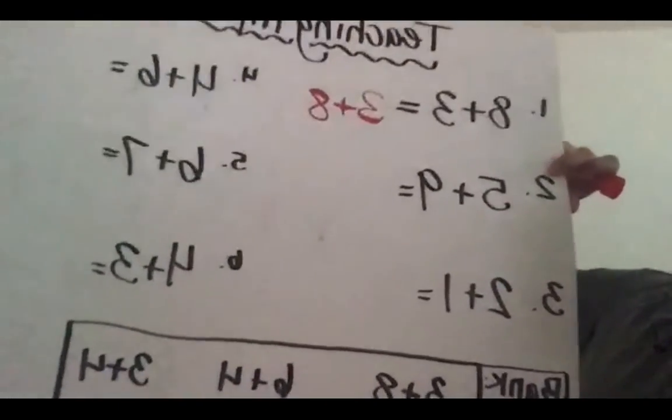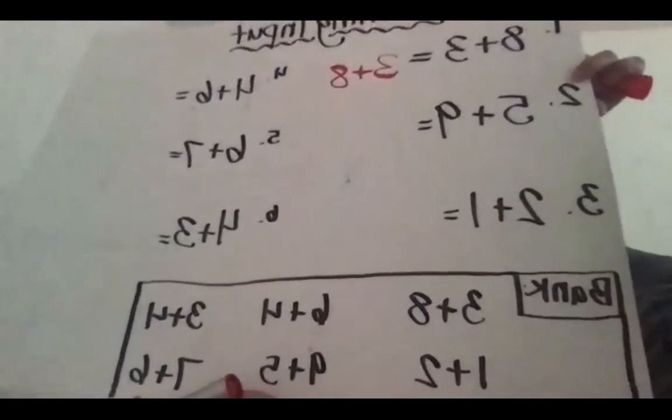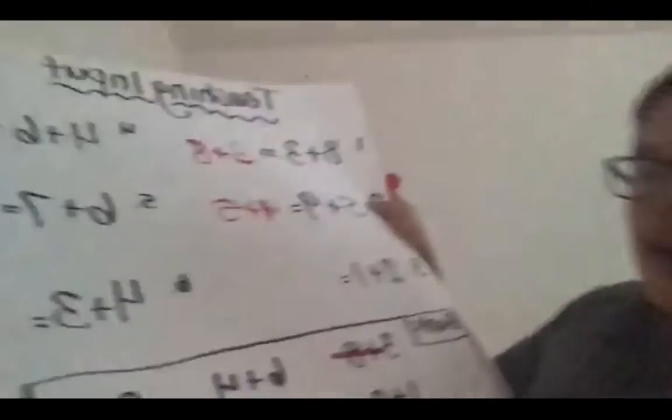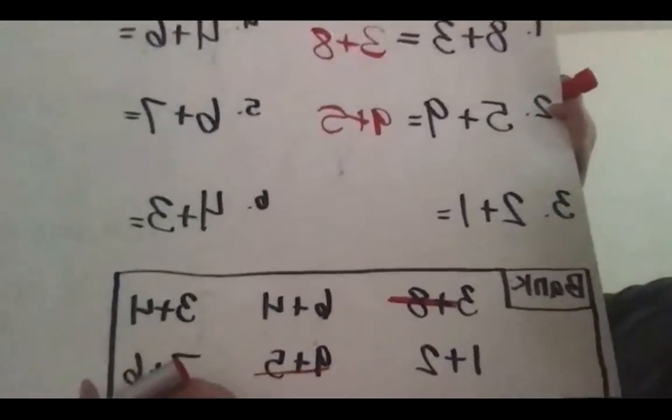Now number 2. Number 2 says 5 plus 9. Now which one of those would be the same thing using the commutative property? 9 plus 5. 9 plus 5, exactly. And how about 2 plus 1? 1 plus 2. 1 plus 2, good. Now let's do 4 plus 6.